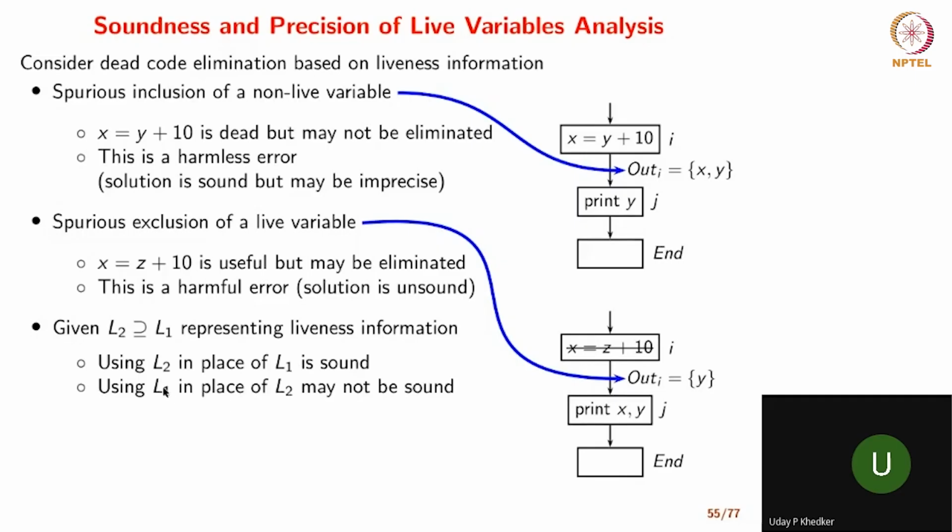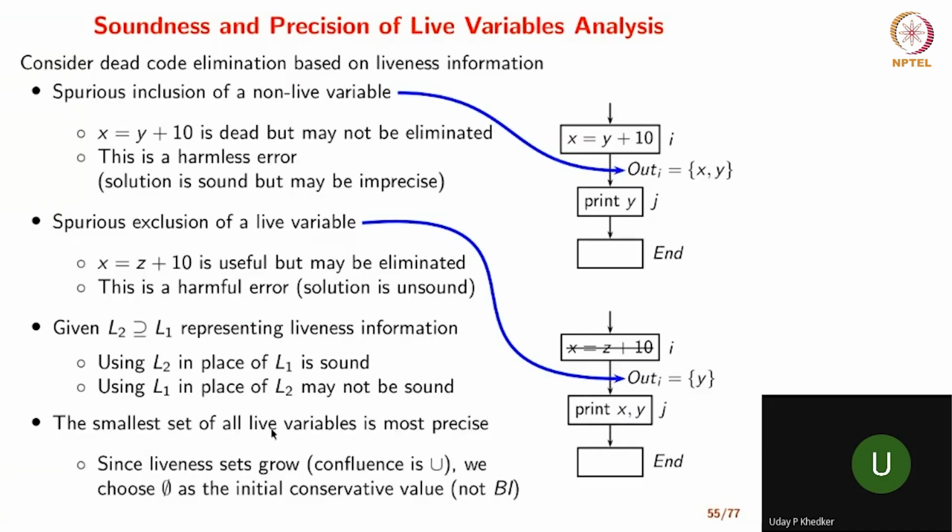On the other hand, if L2 is known to be sound, we don't know about L1. If L2 is known to be sound, then using L1 in place of L2 may not be sound. For all you know, you may have missed a live variable, and therefore it may not be sound. And therefore, the smallest set of all live variables is most precise. Since liveness sets grow and confluence is union, we choose empty set as the initial conservative value.